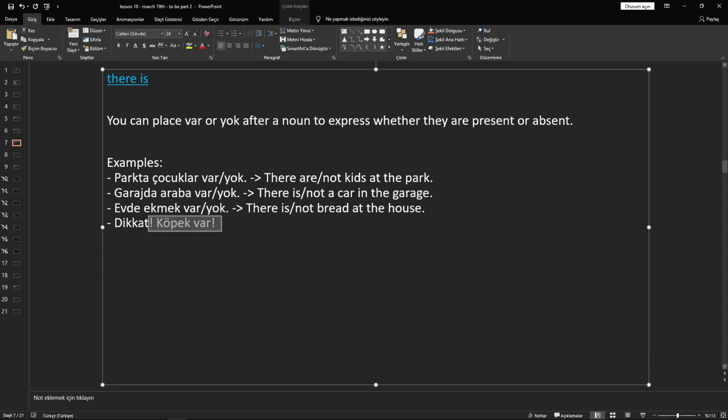And this should be familiar when you go to a house with a big garden. If there's a dog running around inside the garden, they usually put a sign on the gate, on the door, like dikkat köpek var. So it's like attention, there's a dog. You will see this sign, the warning, on houses that have dogs in them. Dikkat köpek var.